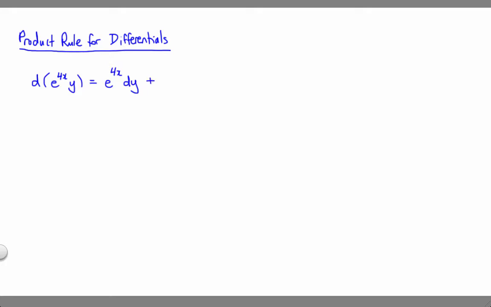And then we're going to go plus, and we're going to do this the other way around. So this time we're going to take our second factor, y. We're going to multiply that by the differential of the first factor. So the differential of e to the 4x would be e to the 4x times 4. That's our derivative. And to turn that into a differential, multiply by dx.